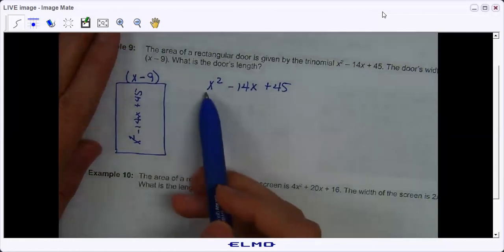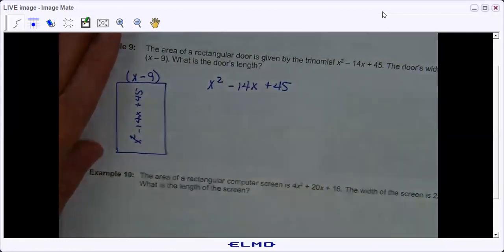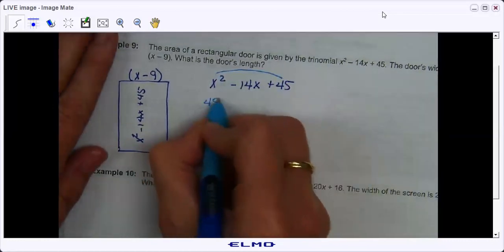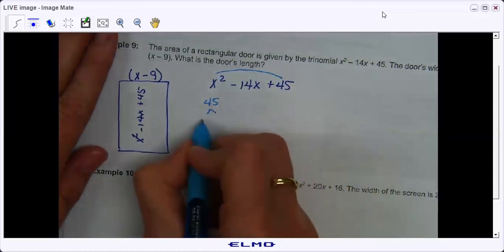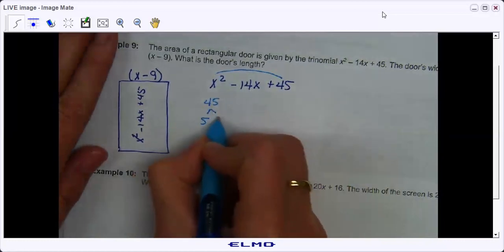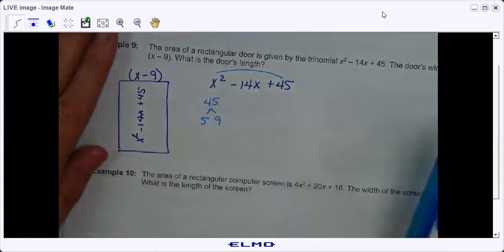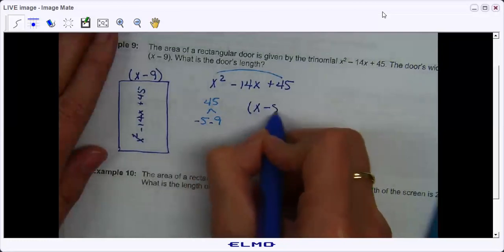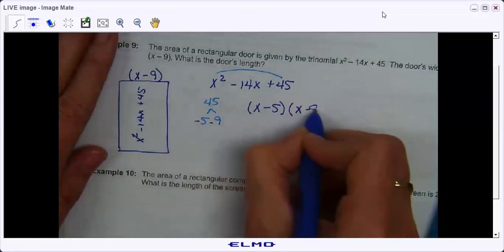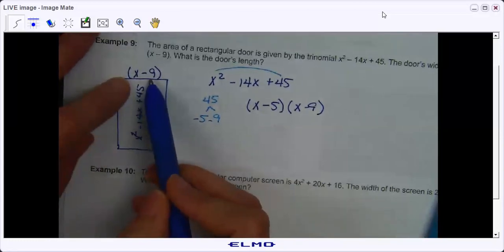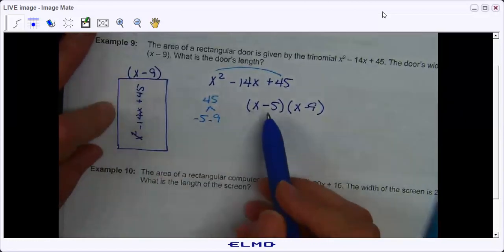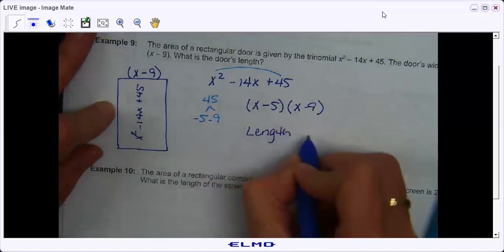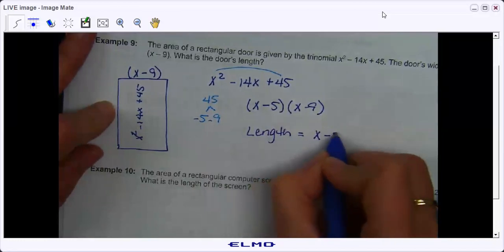Notice this coefficient is 1, so we don't even have to do the whole grouping part. We just say, okay, well, factors of 45, that give us a -14. How about 5 and 9? Make them both negative. So we end up with x minus 5 times x minus 9. Well, if the width is x minus 9, then the length is x minus 5.